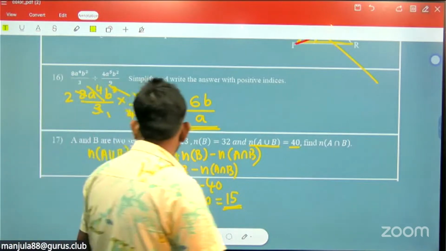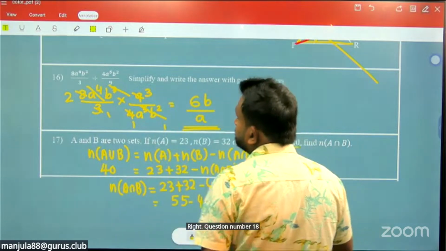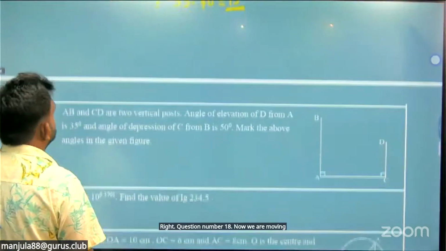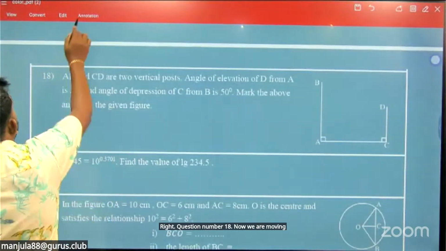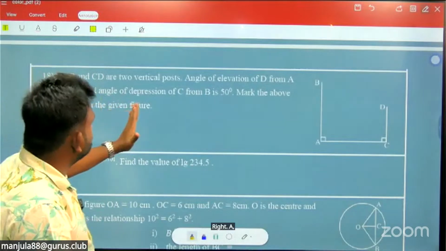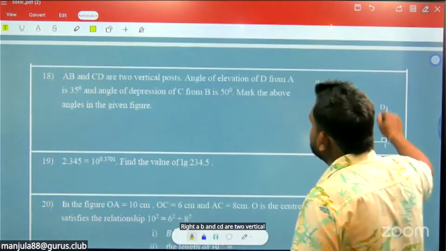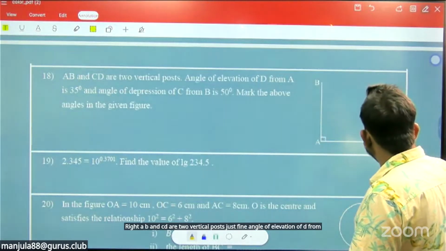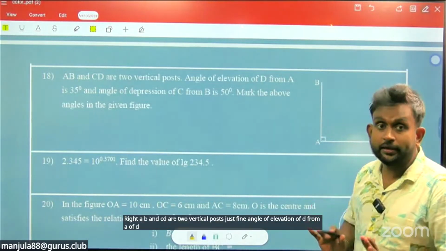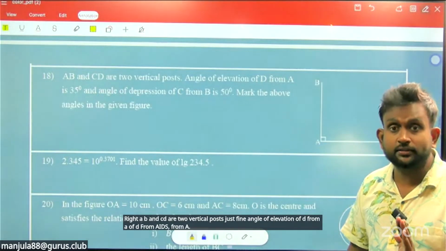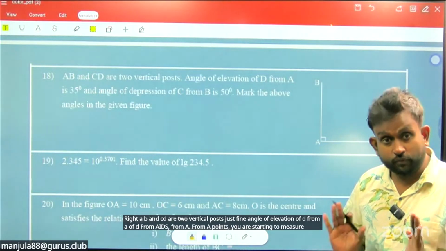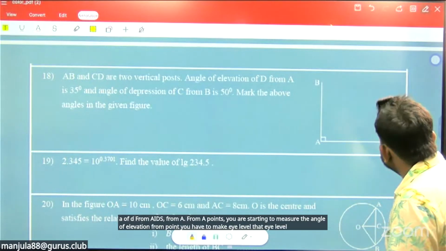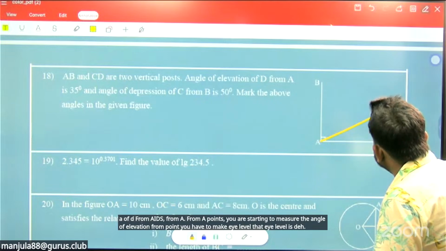Right, question number 18, now we are moving. Right, AB and CD are two vertical posts. Yes, fine. Angle of elevation of D from A, from point A you start to measure the angle of elevation. From the point, you have to make eye level, that eye level is there. Then you connect AD, the next step.